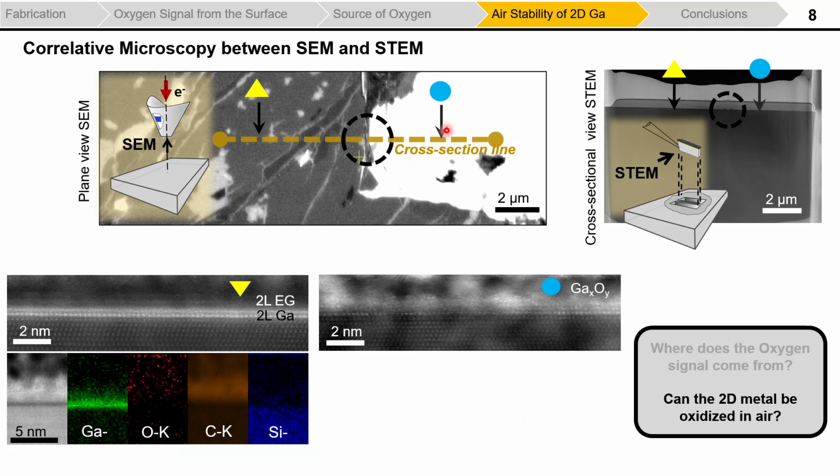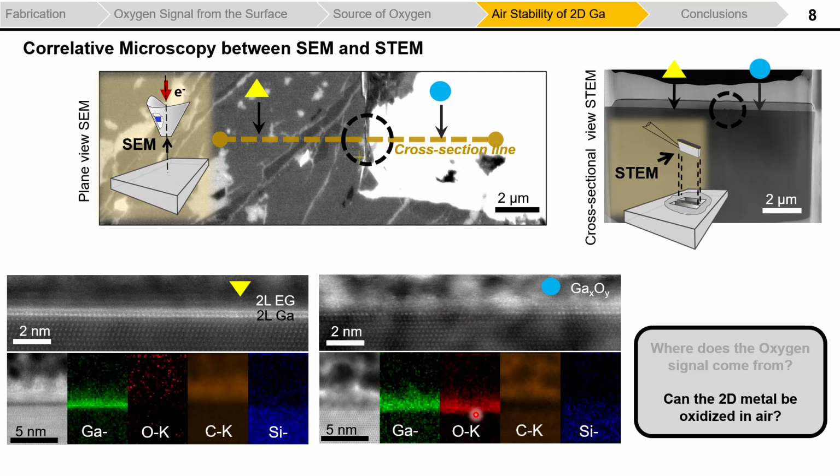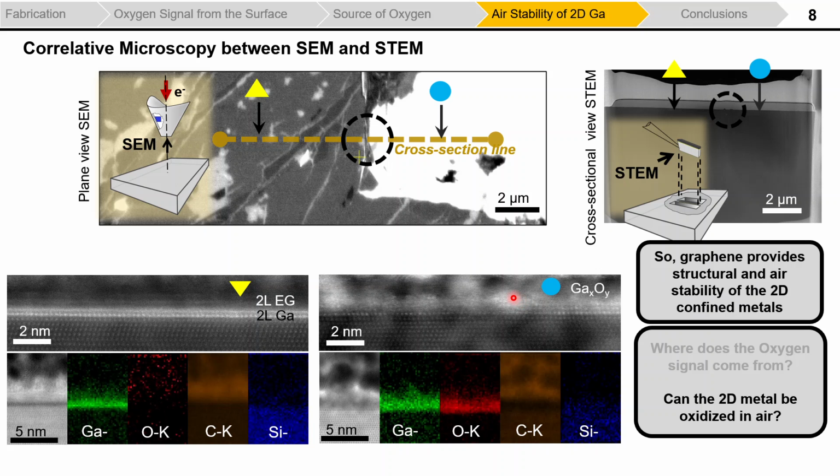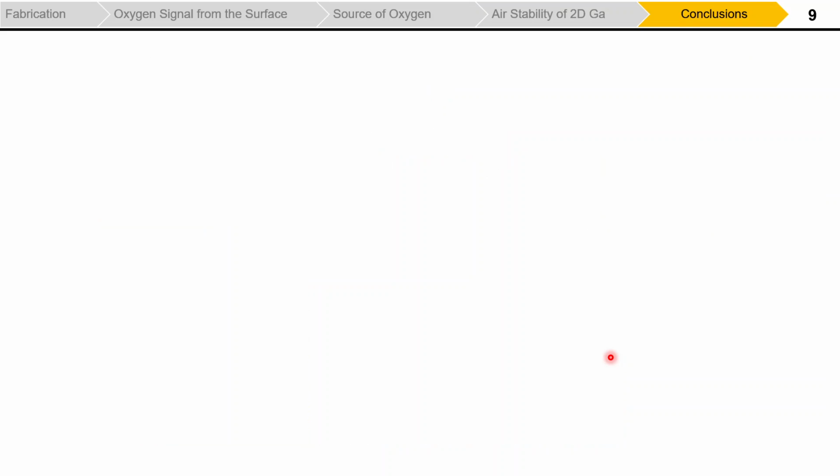However, if we look at the peeled region, we see non-crystalline gallium with lots of this cloud-shaped gallium oxide, because when we did EELS, we can see that the gallium is fully oxidized. And for sure, there is no graphene here because we already peeled it. So in this investigation, we understand that the graphene provides the structure and air stability for our 2D confined metals.